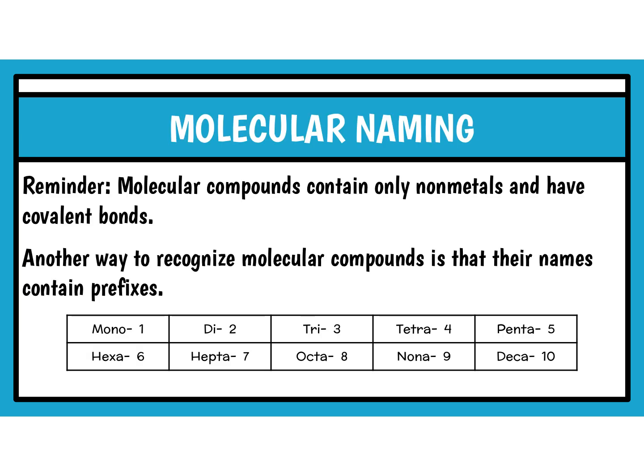So let's look at this one. Molecular naming, just as a review, we kind of saw this in the very first notes. Molecular compounds have only non-metals in them, and they have covalent bonds between them. When we talked about ionic compounds, they are made up of metals and non-metals, and they have ionic bonds, okay? So these only have non-metals, and these have covalent bonds, okay? So that's one way that you could recognize the formulas.